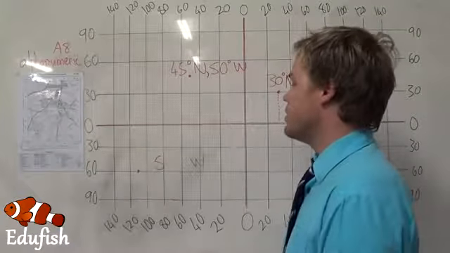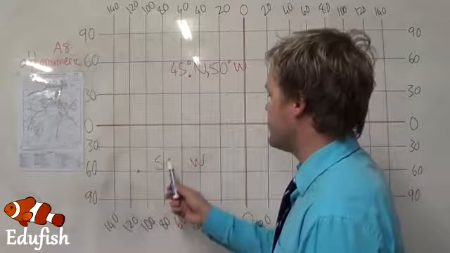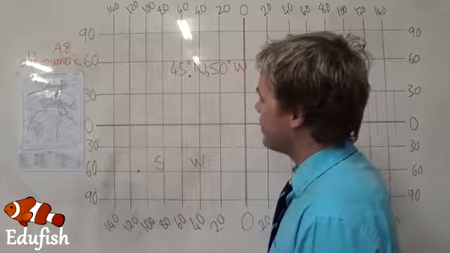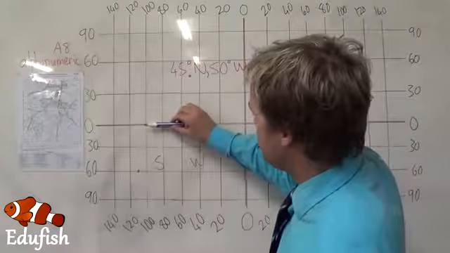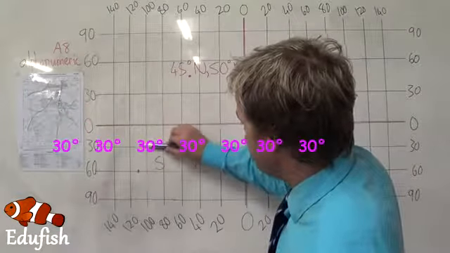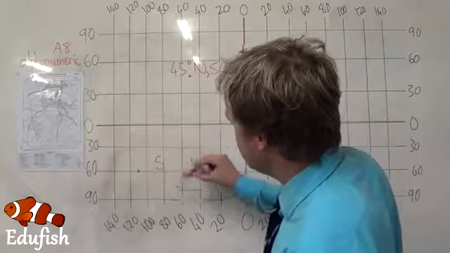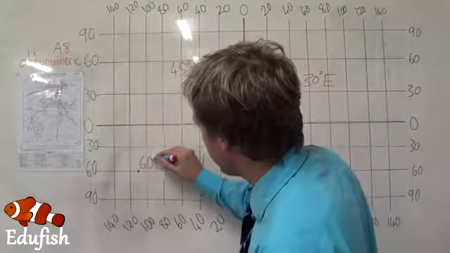Now that we know that it's south and it's west, we can take a further step and we can say, okay, how far south? Once again, we start at north. And we go 30, 60. It's on exactly 60 degrees south.